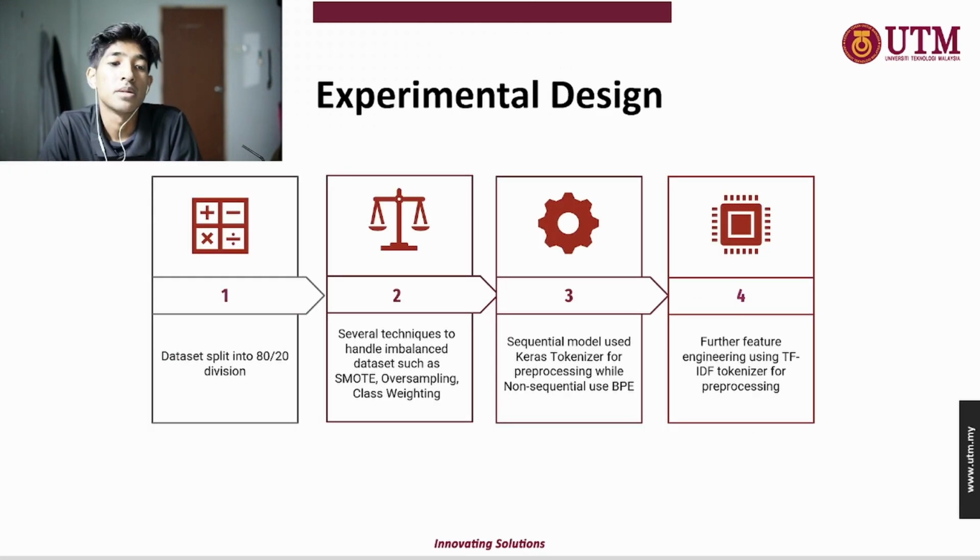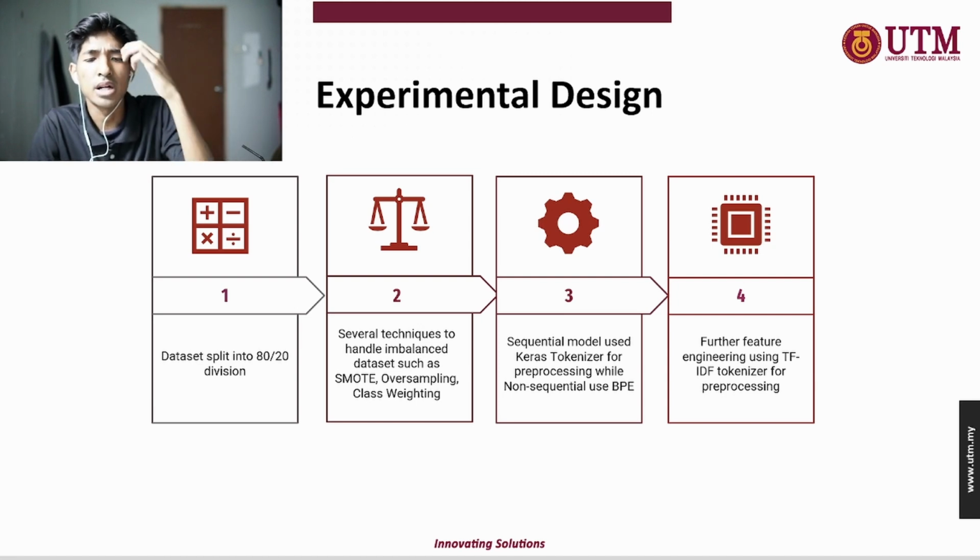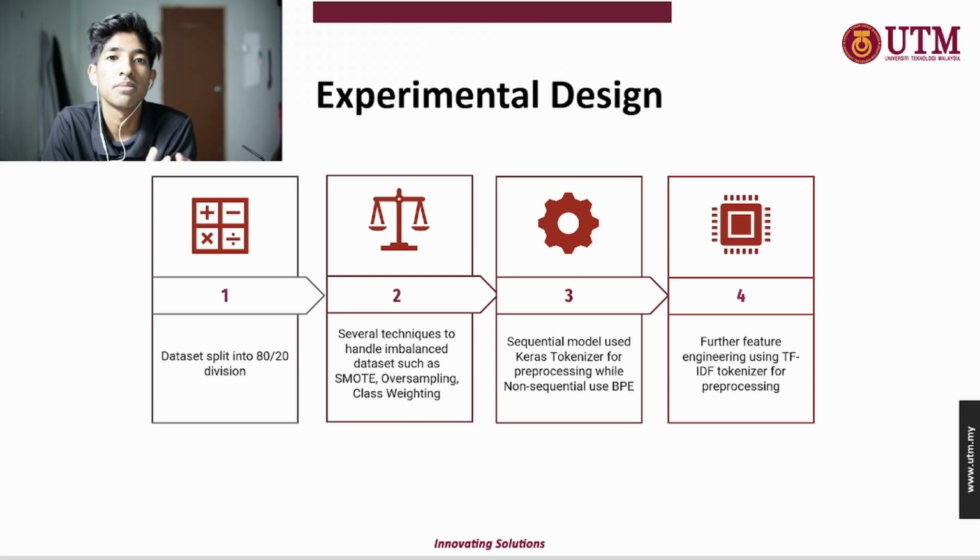Then we have the experimental design. Like I said before, we split the data into 80-20. Remember how I said that we have imbalanced datasets? There are some ways you can make them into a balanced dataset. You can use SMOTE or oversampling. SMOTE synthetically generates data from a dominant class. Oversampling is where you take a non-dominant class and oversample it, creating more of them in that class.